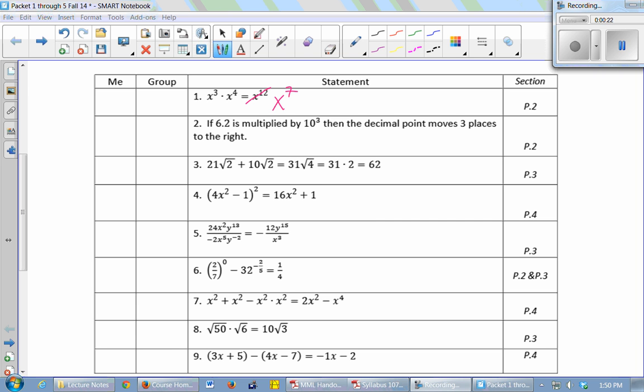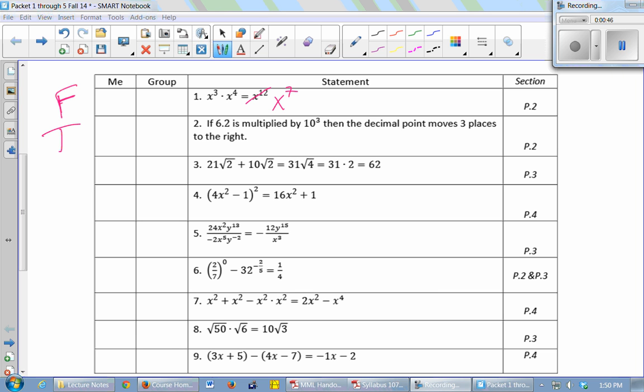Okay. So this one was false. If 6.2 is multiplied by 10 cubed, then the decimal point moves 3 places to the right. If I go around the room, we've got true, true, true, true, true, true. That's right. True.